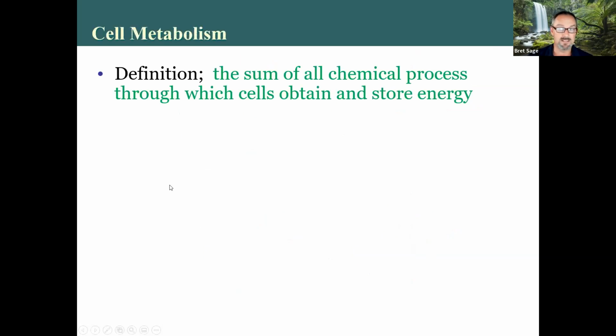Okay, cell metabolism. What is metabolism? It's not just breaking down food. It's the sum of all chemical processes through which cells obtain and store energy. So all the chemical processes in our body is called metabolism. Normally, we just say, how fast do you process food? That's not entirely true. There's two types of metabolic reactions.